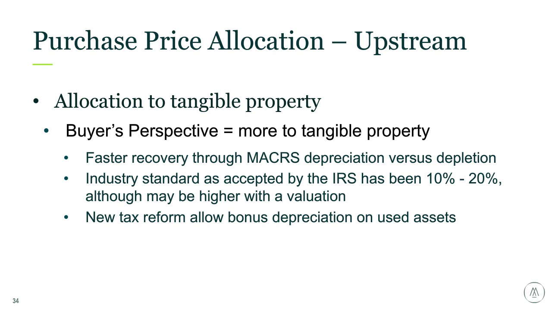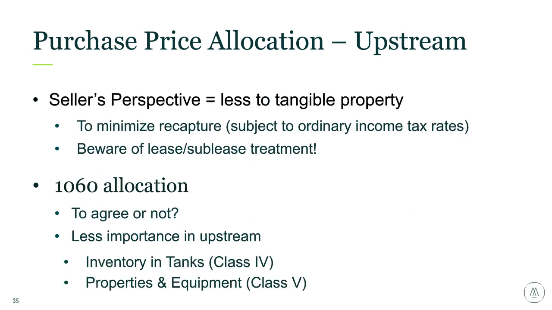So this page and the next are more about the buyer's perspective, more to tangible property, because they get the depreciation on that or the bonus depreciation on that used equipment. And from the seller's perspective, they want to minimize recapture, and so they would have less to the tangible property. And again, going back to the purchase sale agreement, the 85-94 election is typically agreed on by both buyer and seller, and there's oftentimes a lot of pushback.